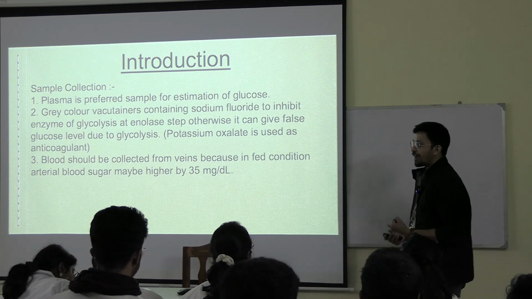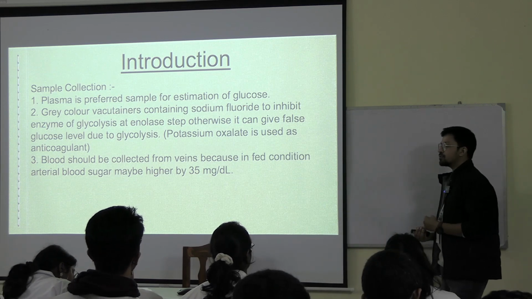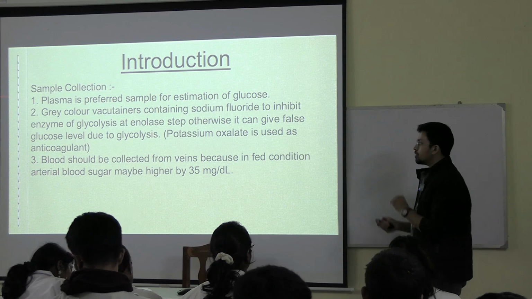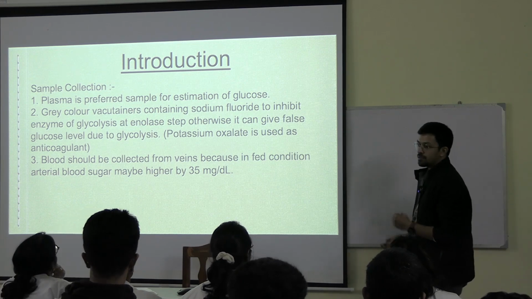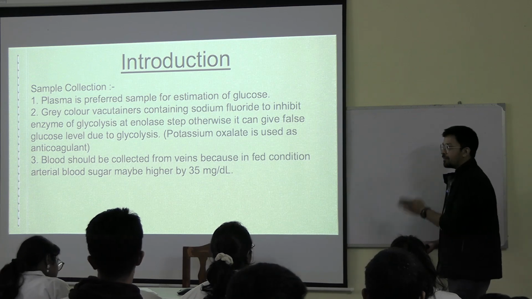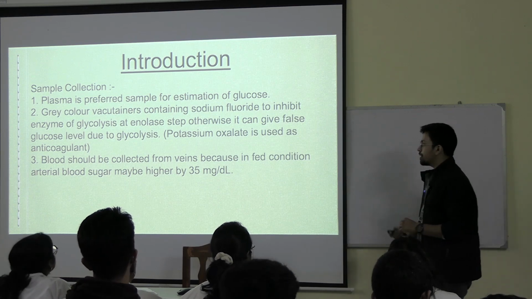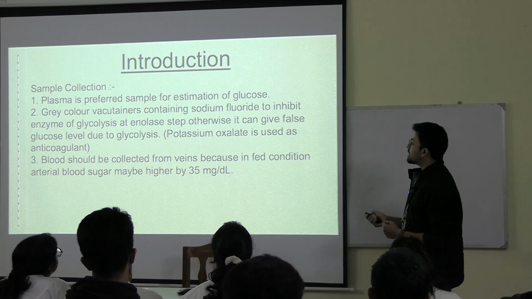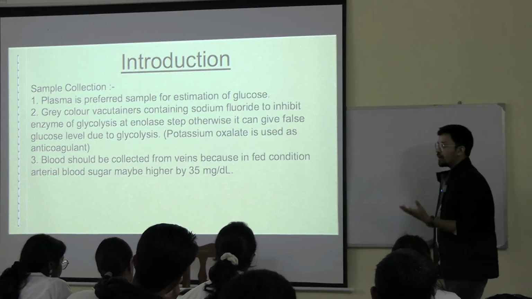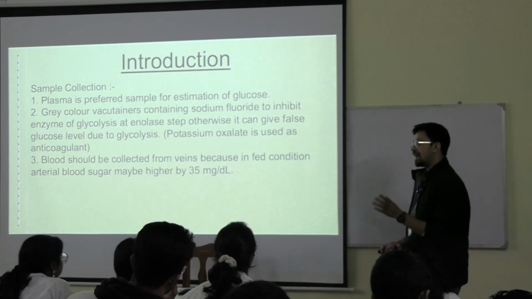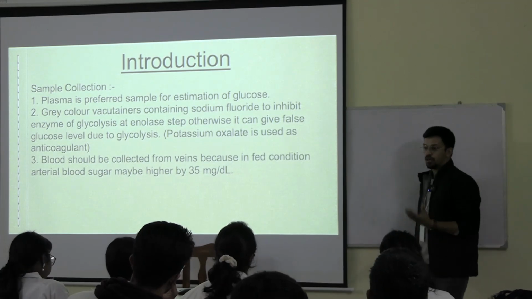So the gray color vacutainer contains what? One is sodium fluoride, to inhibit the glycolysis pathway that is done by the enzyme enolase. And another is potassium oxalate. Potassium oxalate is the anticoagulant. What is it doing? Preserving the blood sample in liquid form so that it does not coagulate.